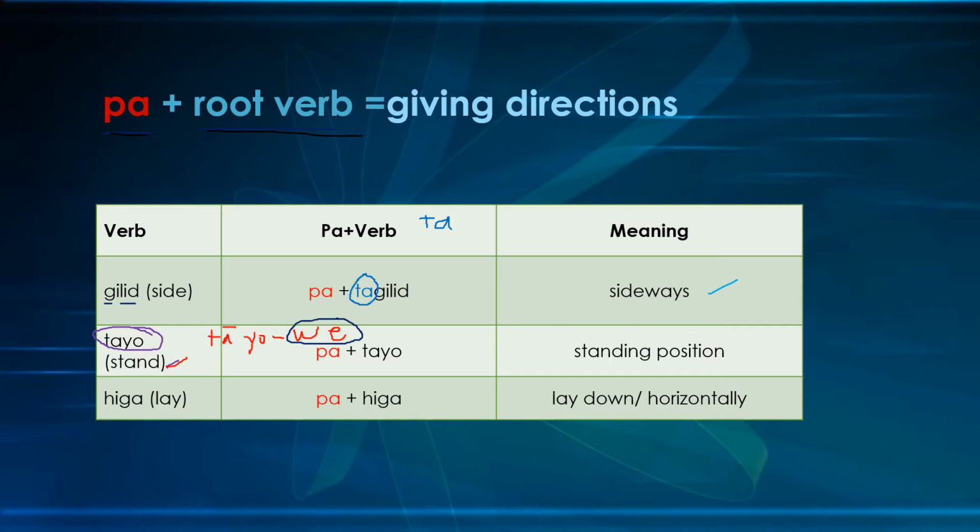In this one, we will use tayo, which means to stand. If we add pa as a prefix, we will have a new word, patayo, which means to put in a standing position. So it's like giving an instruction that you should put it in a standing position. Patayo. And next we have here higa.